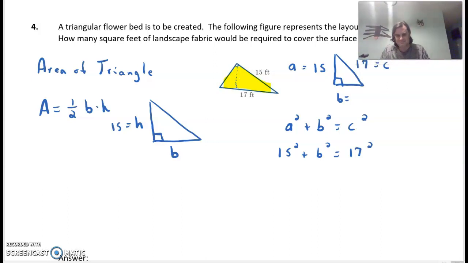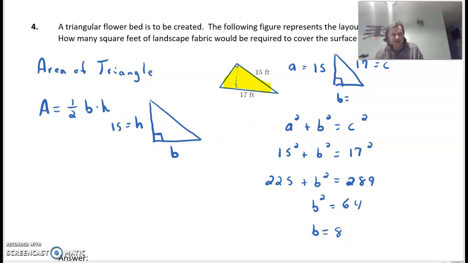So let's see here. 17 squared is 289. I'm doing this a little bit backwards, but on this side, 15 squared, we just saw that number a minute ago, is 225 plus b squared. So we got to solve for b, so we got to get b by itself. So I'm going to subtract the 225 from both sides. So 289 minus 225 is 64. And the square root of 64 is 8. So what I learned here is that the base of this triangle, or the b side, is 8.